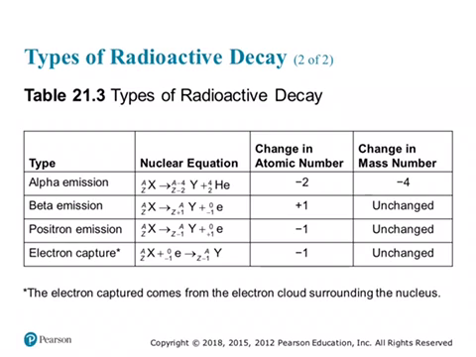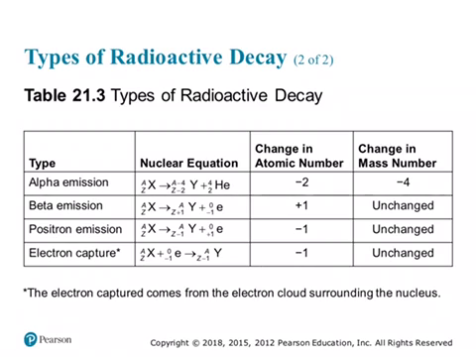So with alpha emission, you can see that the atomic mass of the new element Y decreases by 4, and the atomic number decreases by 2. And then you release an alpha particle.